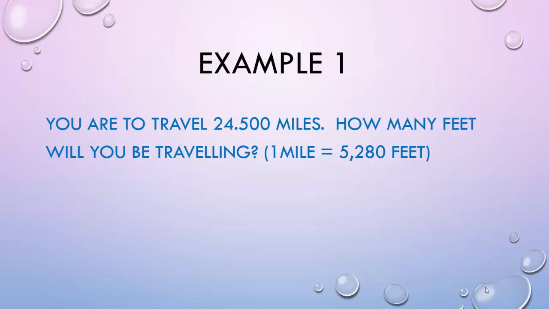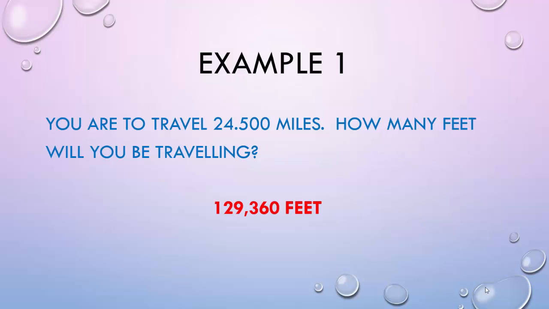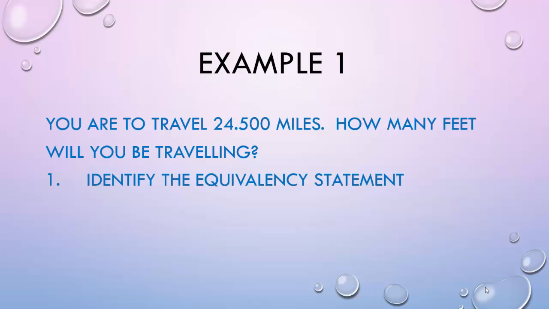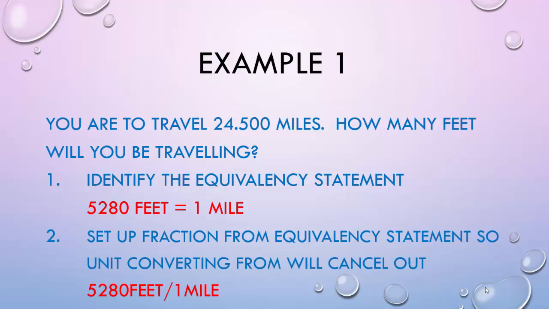Go. The correct answer, 129,360 feet. Parenthetically, this has 5 significant figures. How do we get this? Well, we start with the example, and we identify the equivalency statement. 5,280 feet equals 1 mile. We set up the fraction from the equivalency statement, so the unit we're converting from will cancel out. We want to cancel miles, so we're going to go 5,280 feet divided by 1 mile.